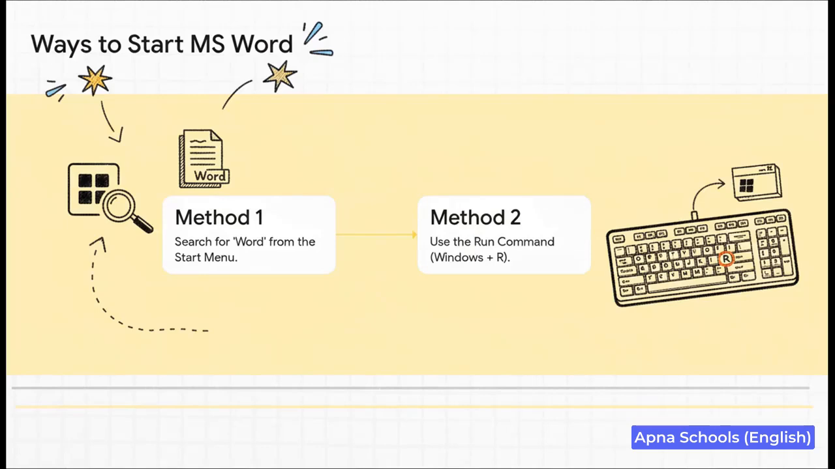So the first way is probably the one you'd guess. Just click on your Start menu and type Word. Super simple, right? But there's also a faster, more direct way using something called the Run command. Let's check out how they compare.